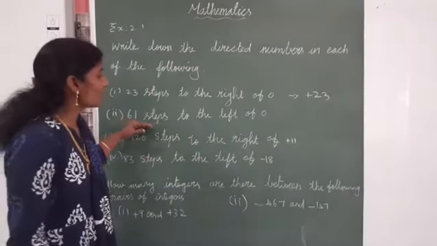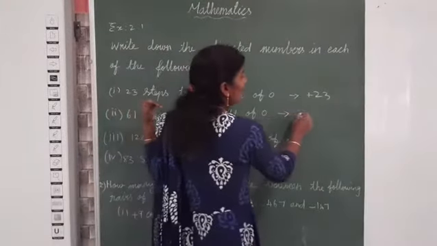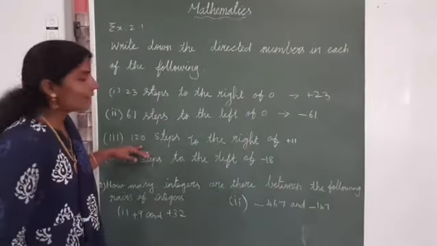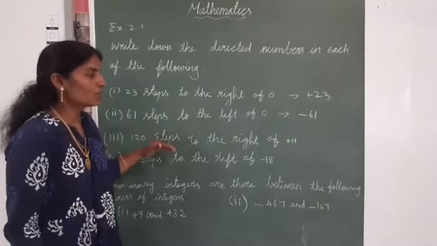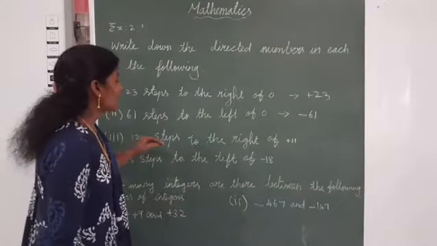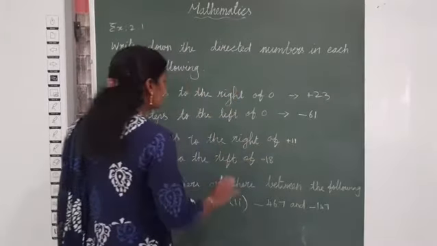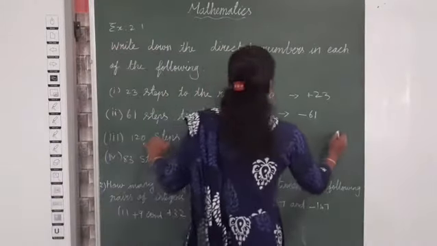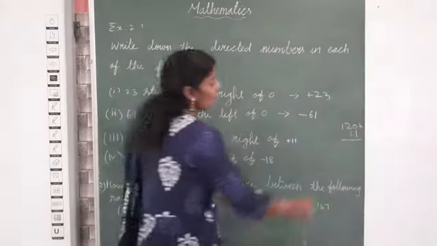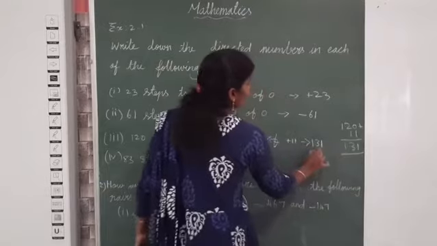Now 61 steps to the left of 0. Left side 61 steps means that the answer is minus. Left of 0 means negative integers, isn't it? Now, third one, 120 steps to the right of plus 11. Right of plus 11 means how many steps? Here, 120 plus 11. Right means we add, isn't it? So that answer is 131 steps.